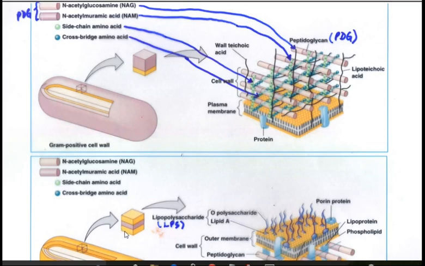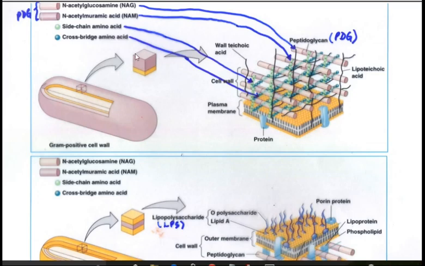But here, if this is the cell membrane, we have the wall and what looks like a membrane again on top of it. Now, the thing we have on top here is a membrane, but we don't call it a cell membrane. We call it an outer membrane. It is different from this membrane by composition. Okay, I'll come back to that.